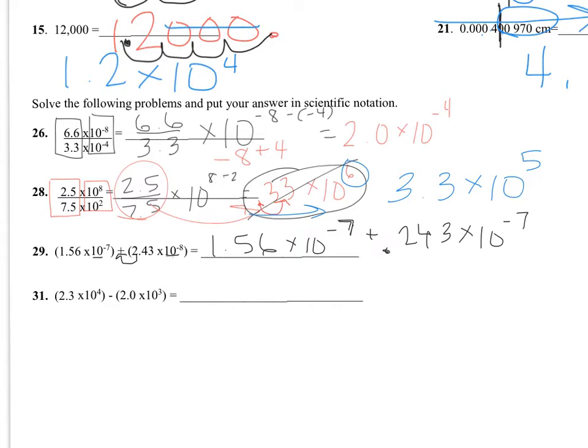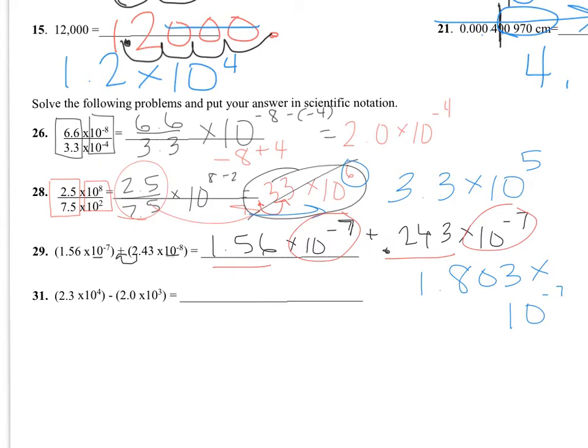Now, our exponents are the same. So all we have to do in this case is add our two numbers, 1.56 plus 0.243. When you add that together, you get 1.803. We leave our exponent the same, times 10 to the negative 7.